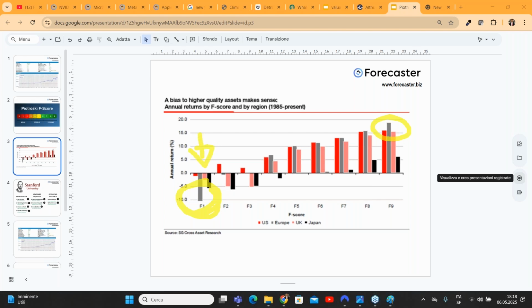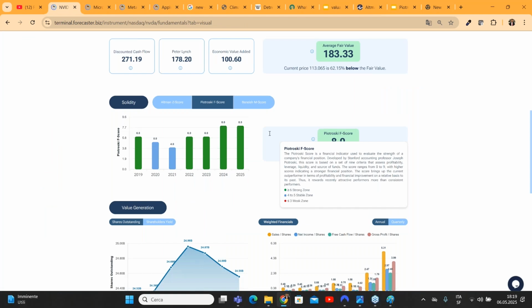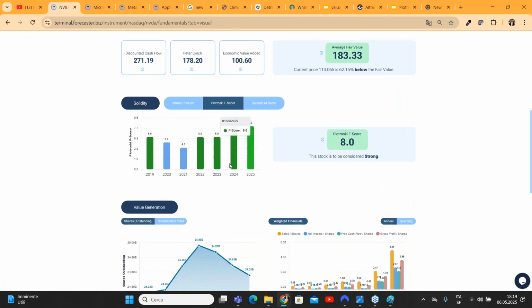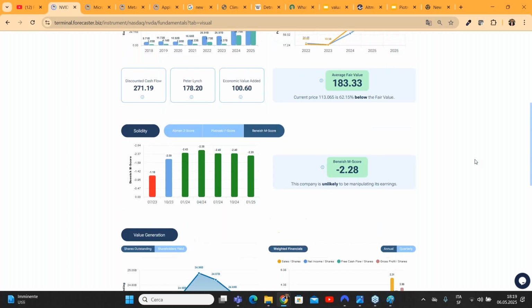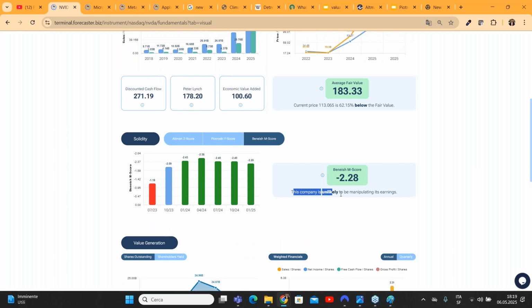And this is a very interesting metric that tells you very quickly if the company is doing good or not. And this is why we plotted not only 1 year, but of course the trend. Look, the trend for Nvidia is very nice. The Beneish score is another really nice indicator, another very important ratio, because it tells us if the company is unlikely to be manipulating its earnings.